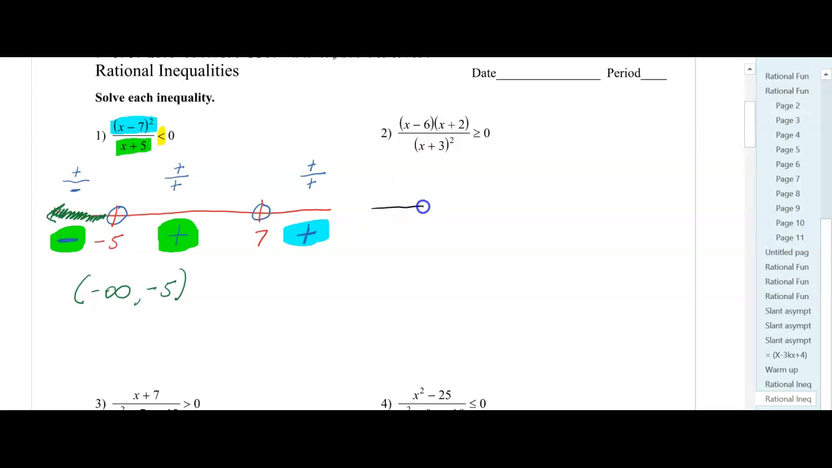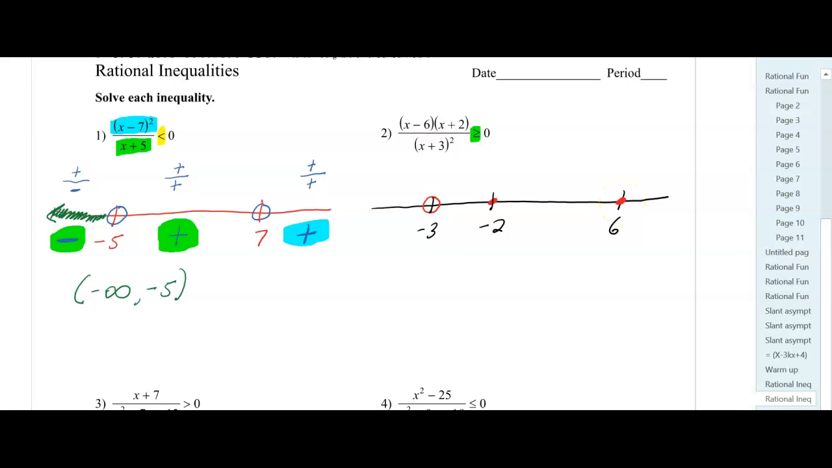For problem number 2, let's put the critical points. So we have 6, we have -2, and we have -3. For this particular problem, we want greater than or equal. So that means x can never be -3, so I'm going to put an open circle because that makes the denominator 0. But x can be -2 and x can be 6 because that's going to make the fraction 0.